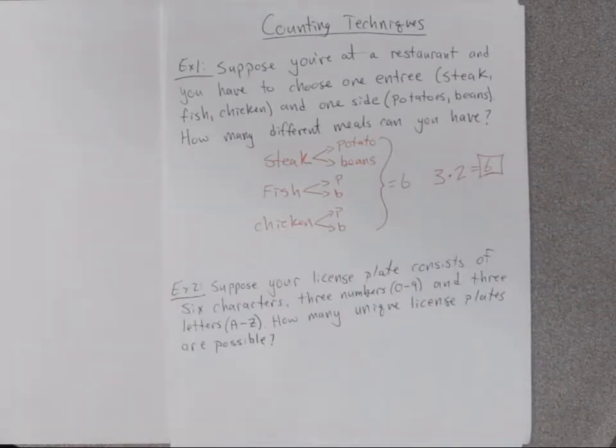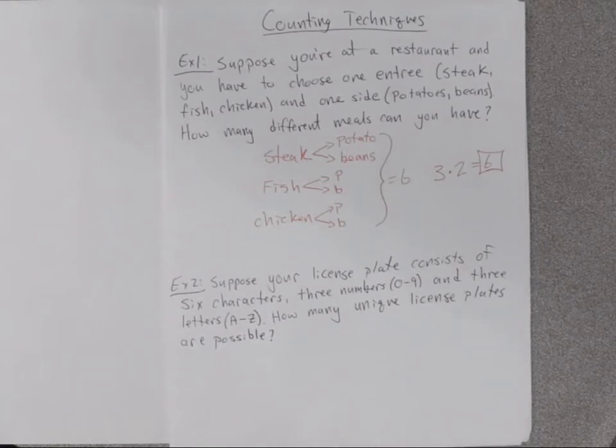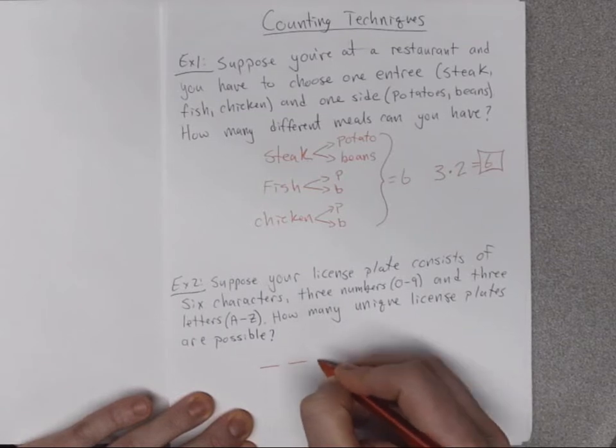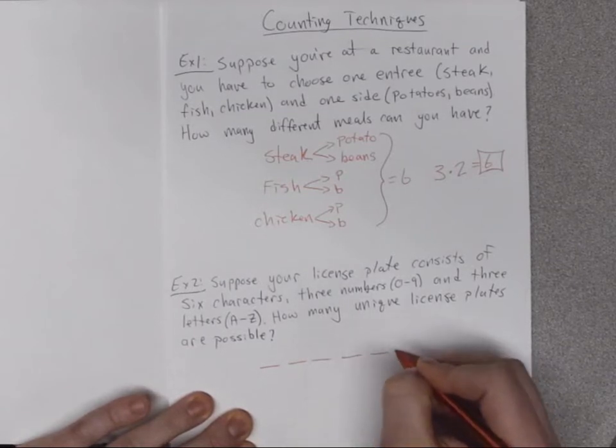Let's look at another example and go ahead and pause the video, write this down, and try to work it yourself and see what you get. Then come back and see what I've got. Example 2. Suppose your license plate consists of 6 characters, 3 numbers 0 through 9, and 3 letters A through Z. How many unique license plates are possible? So let's do it like this. We know we have 6 spots available, so let's draw 6 spots like this: 1, 2, 3, 4, 5, and 6.